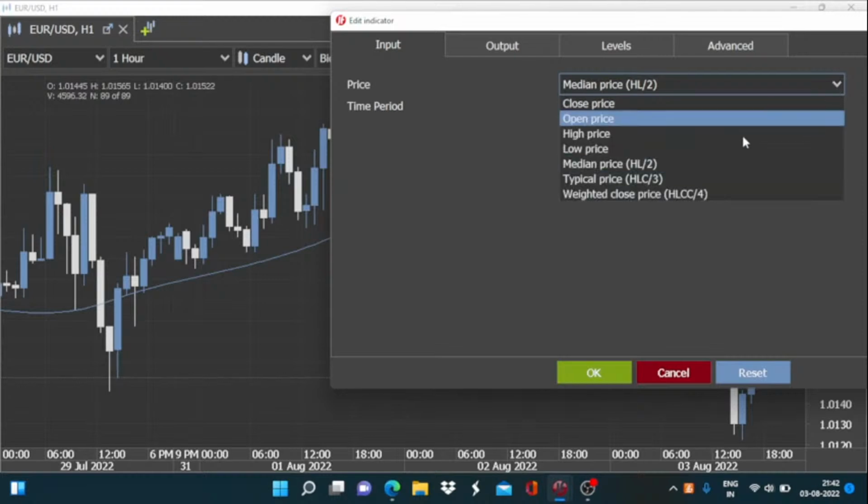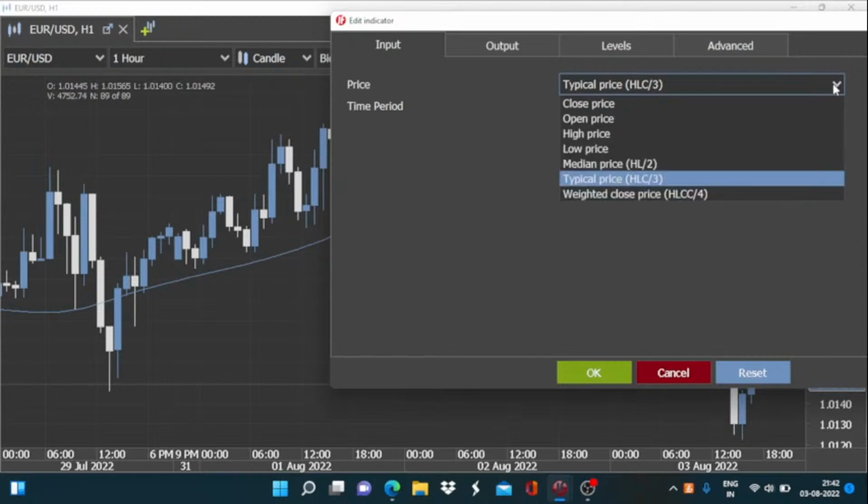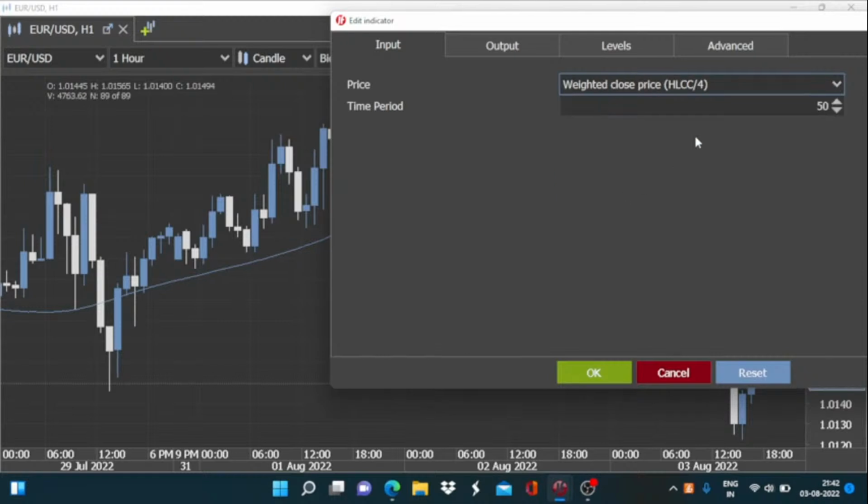So it is going to be closer to the median price. Typical price is where we take into consideration all the three important price moves of the underlying instruments: candlestick formation, the high, the low, and the closing price. Then we divide it by 3. Now coming to this weighted close price, we give more weightage to the closing price. So we have arrived at this HLCC, all these three prices with more weight being given to the closing price, then division is done by 4. So we arrive at this combination.